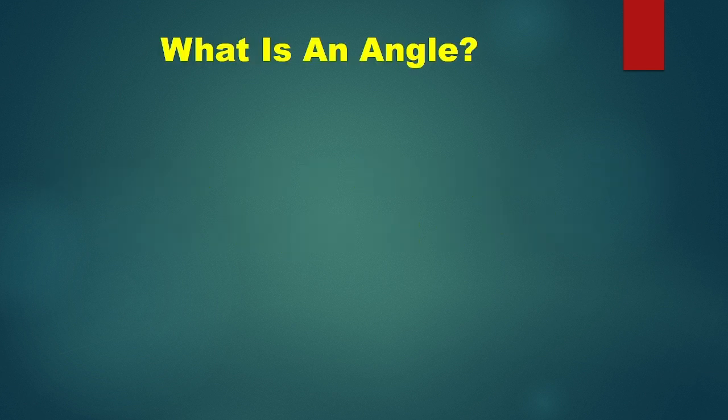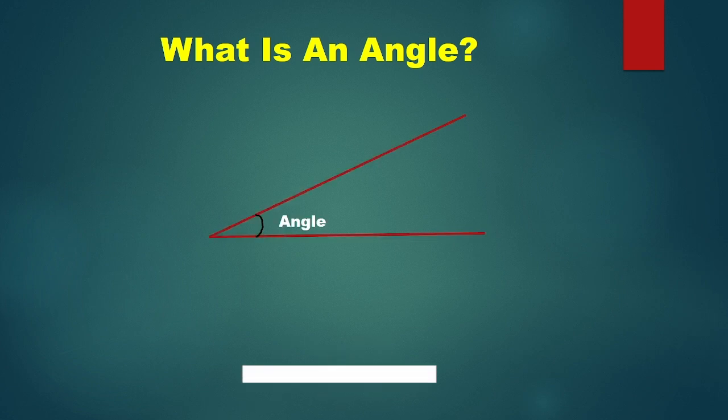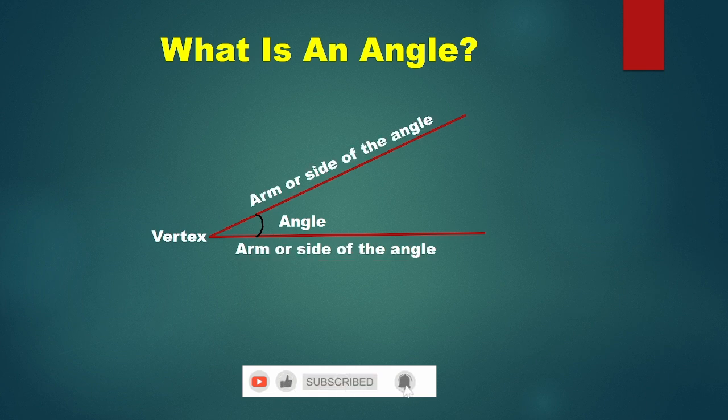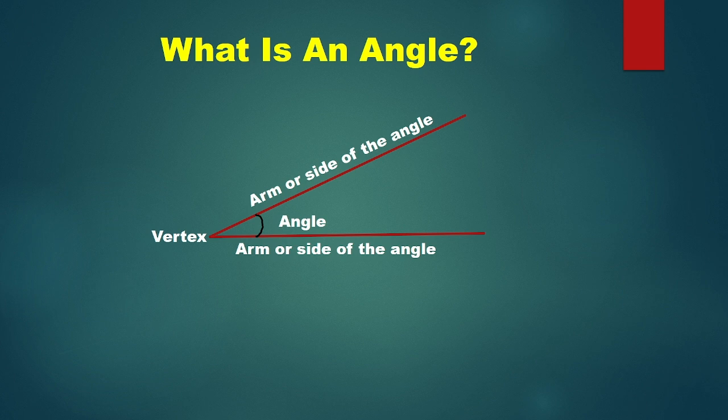First, what is an angle? An angle is formed when two lines meet at a point. This point is called the vertex, and the lines are called the arms or sides of the angle.